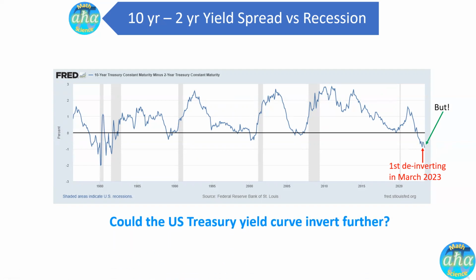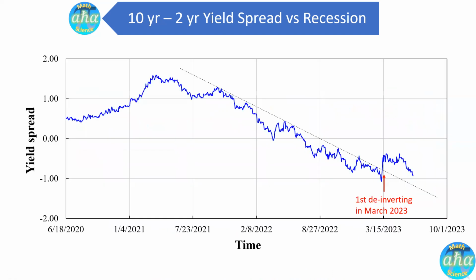So with the current yield curve, the question is, could the U.S. Treasury yield curve invert further? And we think the answer is likely. Let's take a close look at what actually happened to the yield spread over the past 3 years.